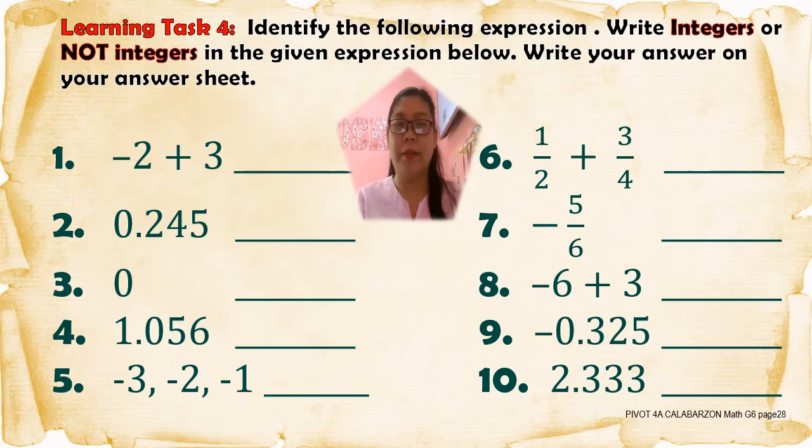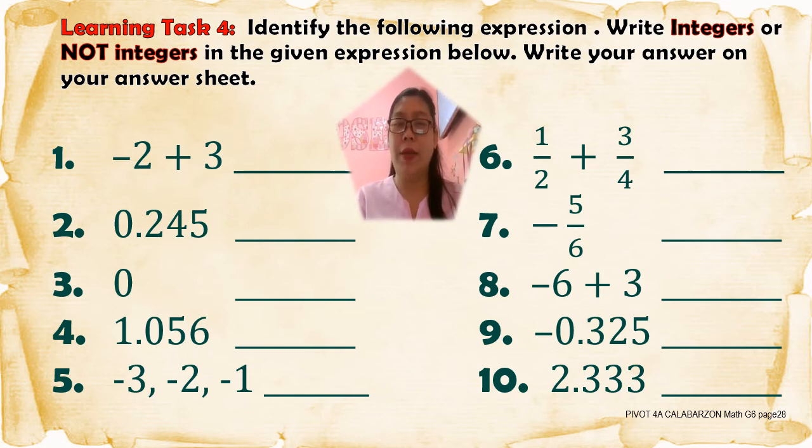Number 1: negative 2 plus 3. Number 2: 245 thousandths. Number 3: 0. Number 4: 1 and 56 thousandths. Number 5: negative 3, negative 2, negative 1. Number 6: 1/2 plus 3/4.